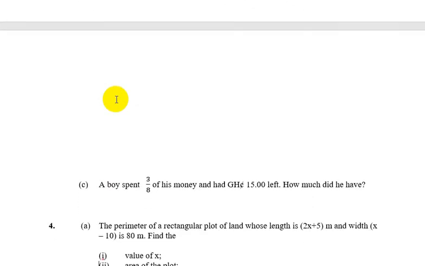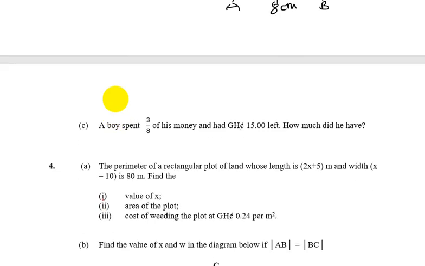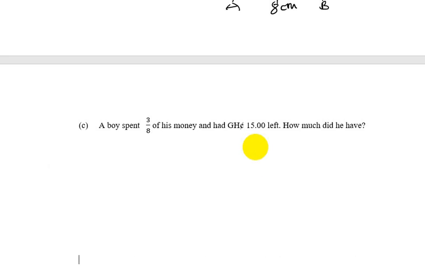Now let's look at question 3C. Okay. Let's look at question 3C. Now question 3C says that a boy spent 3/8 of his money and had 15 Ghana cedis left. How much did he have? Now he spent this amount of money.